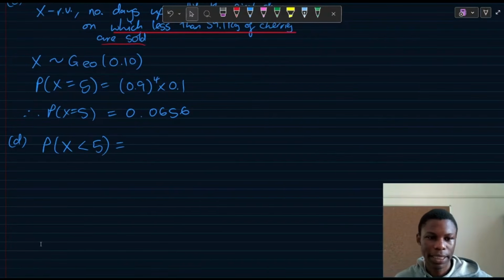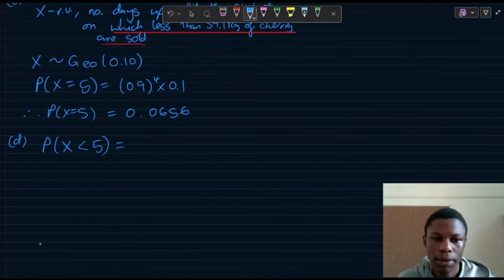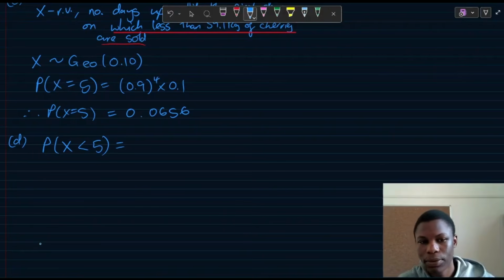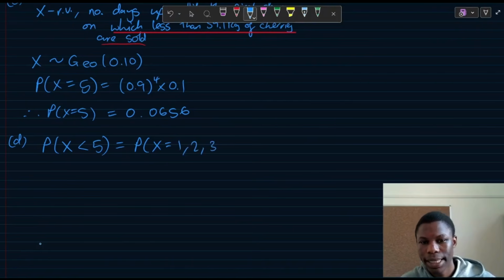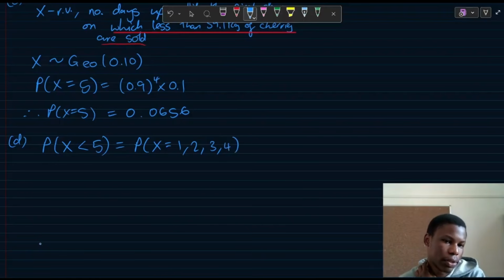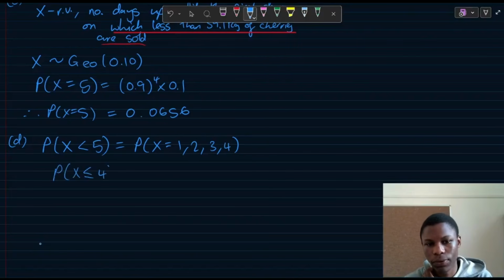Part D, probability that x is less than 5. So here, because this is discrete, when I say less than 5, I mean x is, remember, we don't take x as 0 because you actually have to carry out at least one trial to get a success. So we start from x is 1, 2, 3, and 4 is the last number that we take, right? Less than 5, because this is discrete. So this is essentially the same as x is less than or equal to 4.